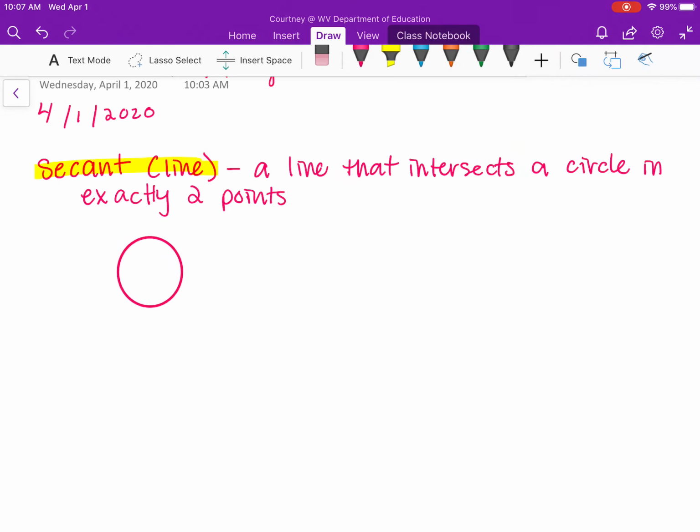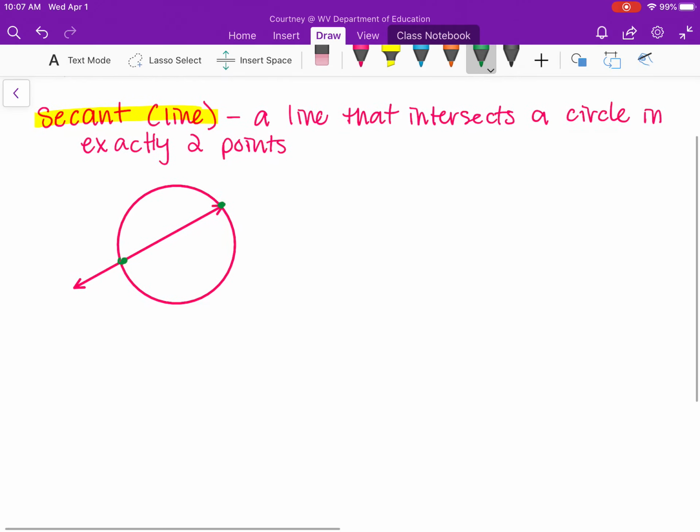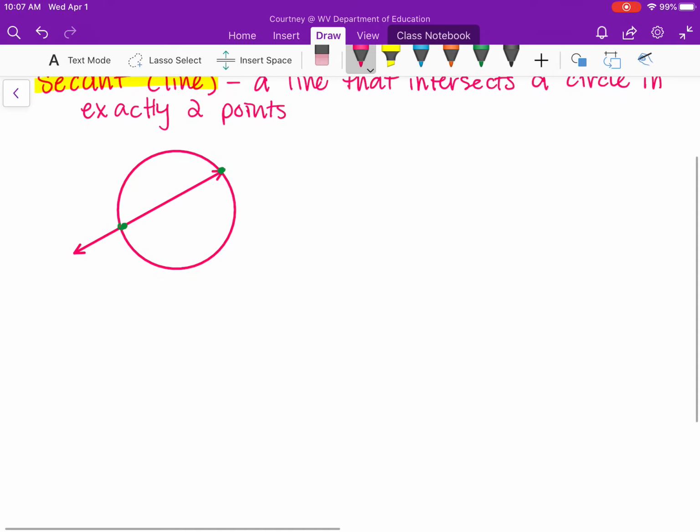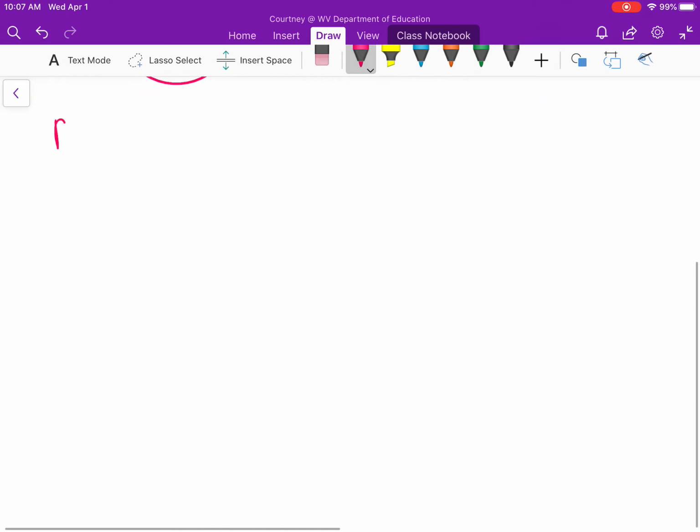So, for example, here's our circle. A secant line would be just something like this. Just a line that cuts straight through. The two intersecting points are right here and right there in green. So it's just a line that intersects the circle in 2 places instead of 1. We have 3 rules today. So rule number 1.